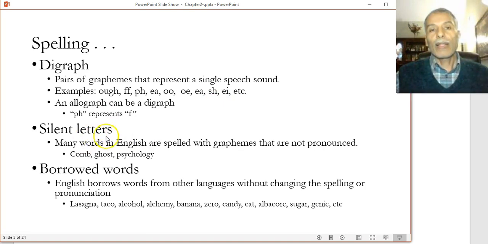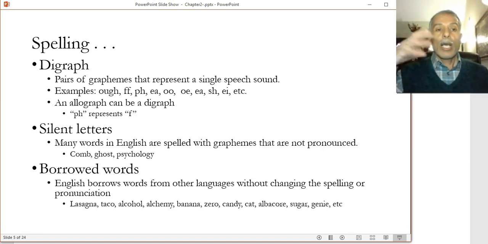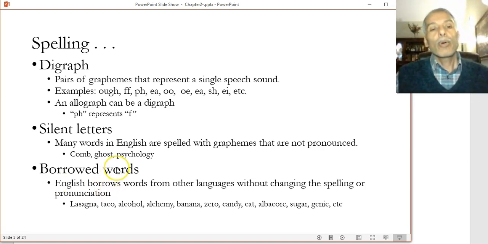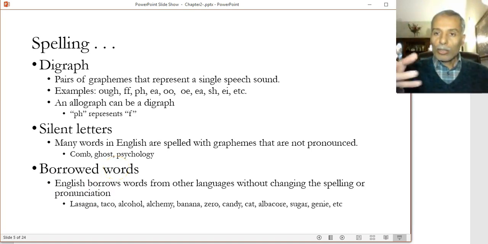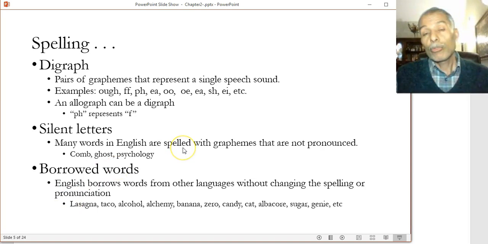And again, we have silent letters. That is because of the heritage of the English language. It took from Latin, it took from French, it took from the ancient language of the people of Britain, and so many influences. And over time, language undergoes changes, and geographic isolation and so on. And then you get these remnants of the old practices, as in comb, ghost, psychology. And then we have borrowed words from basically all over the world.